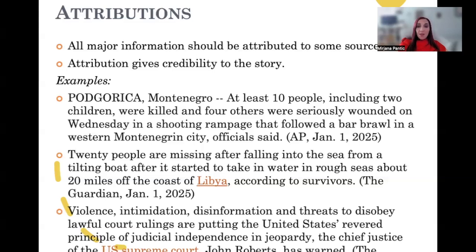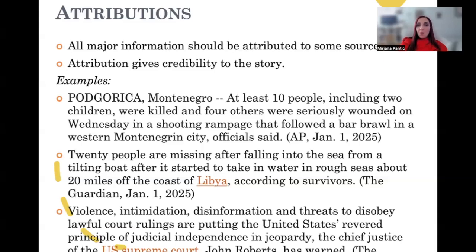Let's take a look at this news story. At least 10 people, including 2 children, were killed and 4 others were seriously wounded on Wednesday in a shooting rampage that followed a bar brawl in a western Montenegrin city, officials said.